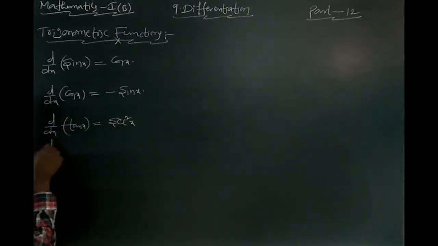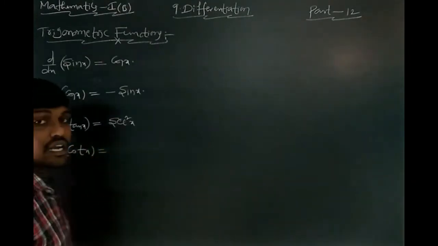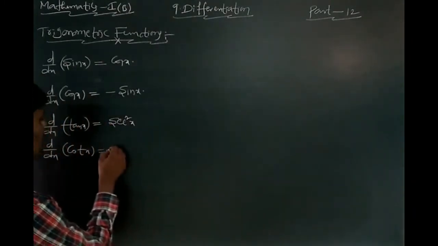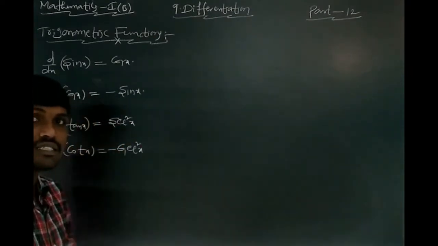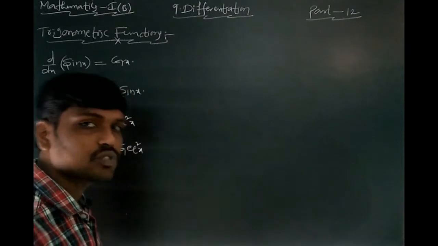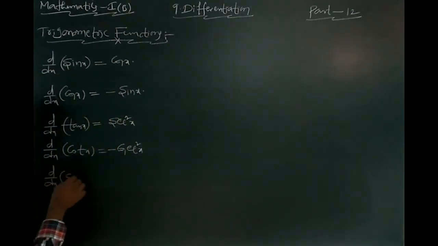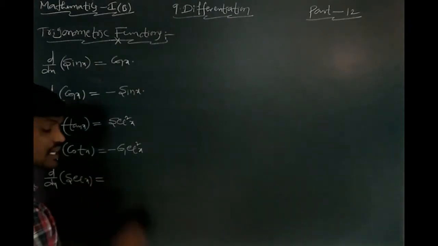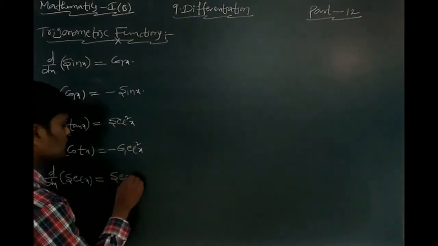Next one, the derivative of cot x. The derivative of cot x is minus cosecant square x. Next, the derivative of secant x. What is the derivative of secant x? The derivative of secant x is secant x into tan x.